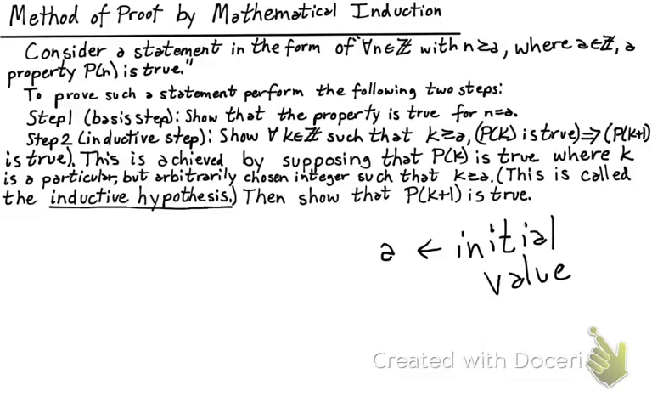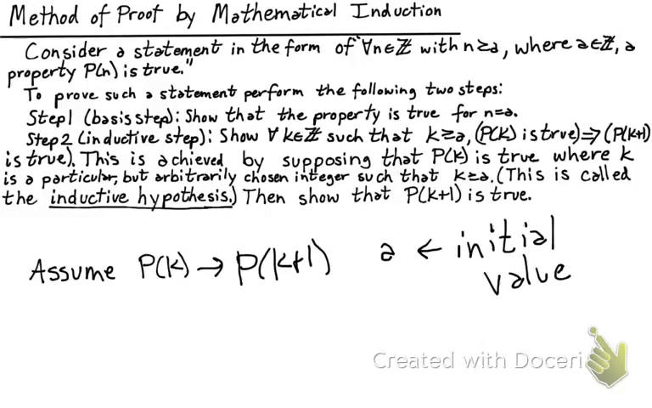Step 2 is the inductive step. In the inductive step, you assume that the statement, or your property, whatever it is, is true for P of k. And using the truth of P of k, you use that to show that P of k plus 1 is true. The assumption that P of k is true, we call that the inductive hypothesis.